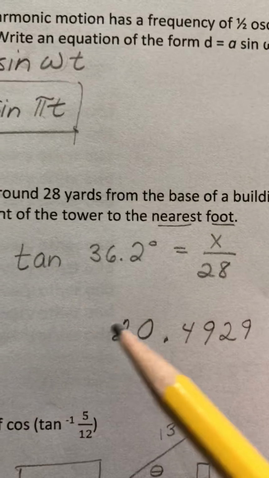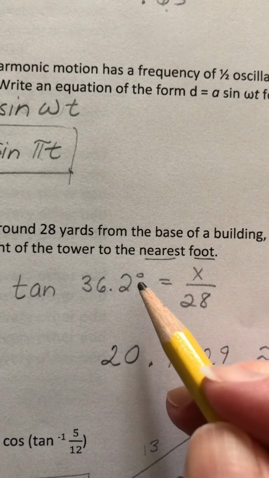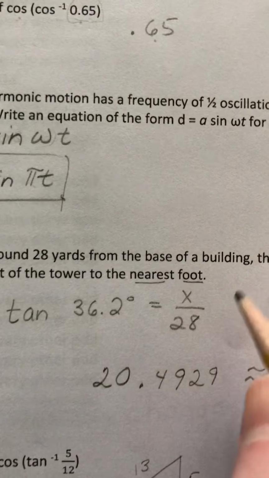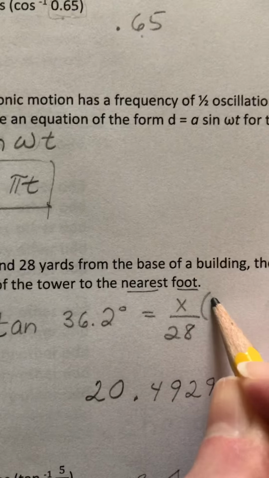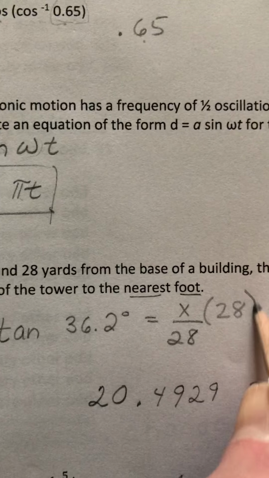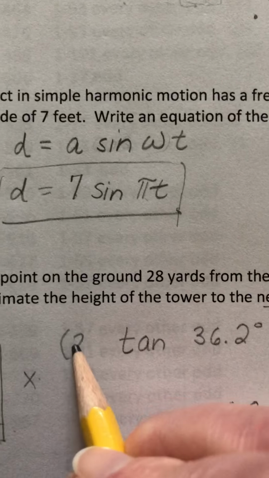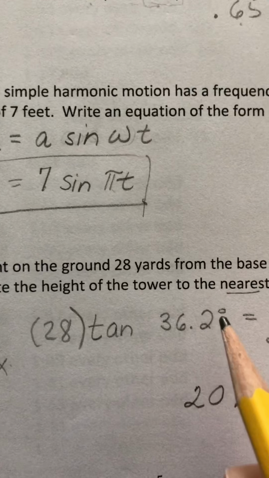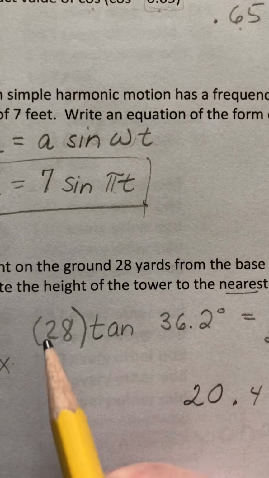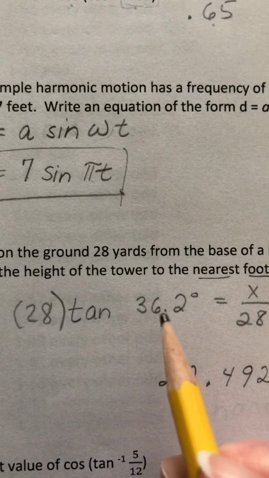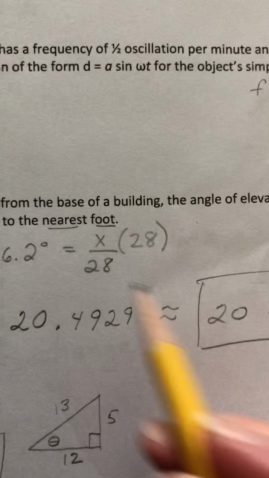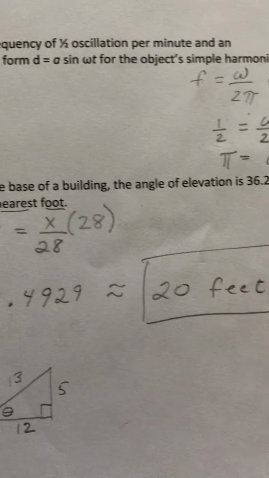So set that up. Make sure you are in mode degrees in your calculator, very important or it won't come out right. To solve for x, you just have to multiply by 28. So you can do this all in one step in your calculator as long as you are in mode degrees. 28 times the tangent of 36.2 degrees. You get this, round it to the nearest foot because it said nearest foot, so about 20 feet.